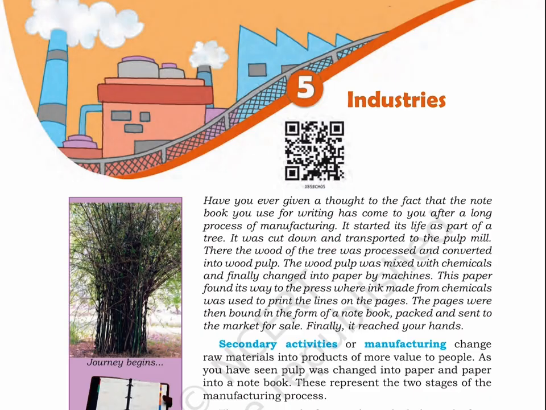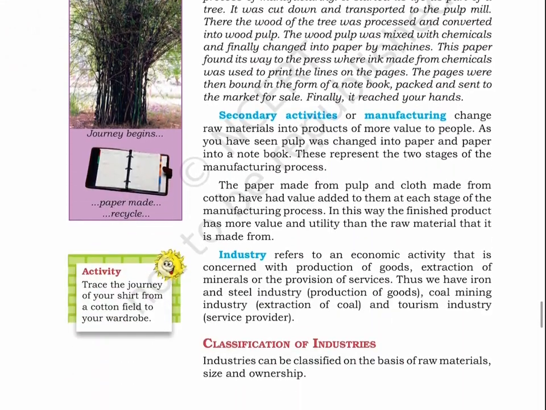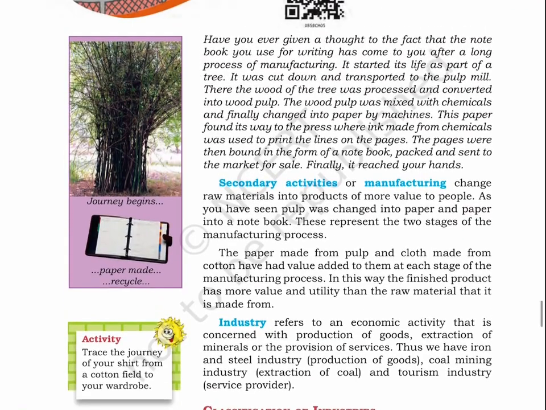This paper found its way to the press where ink made from chemicals was used to print the lines on the pages. The pages were then bound in the form of a notebook, packed and sent to the market for sale. Finally, it reached your hands. On the top left side, there is a colored box, in which there is an image of a tree and a paper diary. Image of tree is entitled as Journey Begins, and the diary image entitled as Paper Made Recycle.